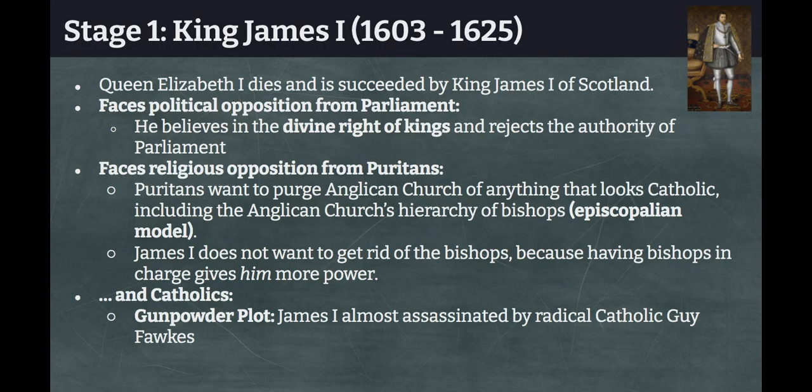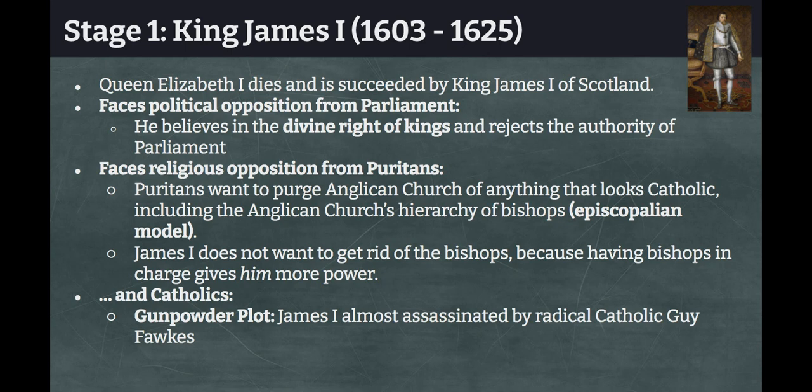All right, so let's start with King James I. Now, he is the successor to Queen Elizabeth. He's a relative, and he actually starts out as King of Scotland, and then he's going to become King of England and have control over both crowns. He is not as good at ruling as Queen Elizabeth I. So he faces all kinds of both political and religious opposition, really from all sides.